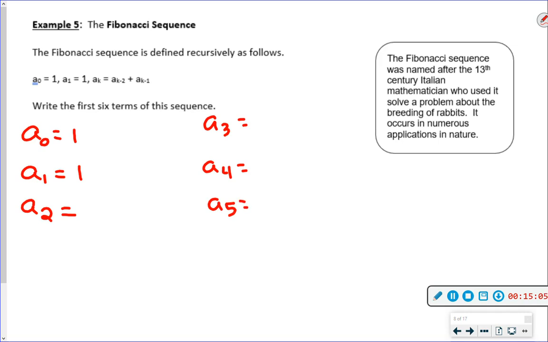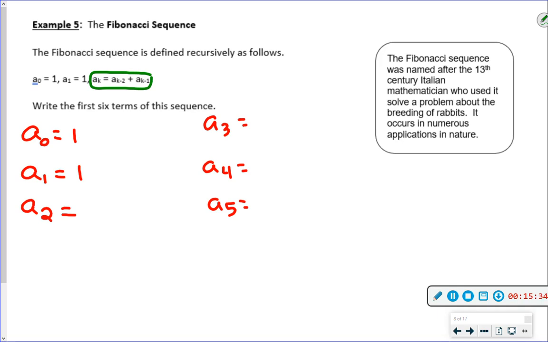Notice we're starting at 0. That's why you're stopping at 5 and not 6 this time. Now again, it's the crazy notation you have to decipher. You've got 3 subscripts on this one. Out of the 3, k minus 2, k minus 1, which is the largest? K. So this is saying, hey, to get the next term, it's the term 2 back, k minus 2, plus the previous term.